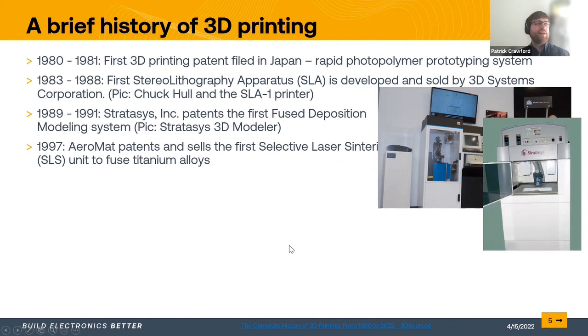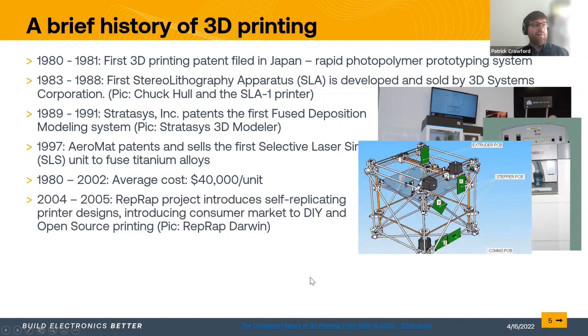And then in 1997, Aeromat patented and sold the first selective laser sintering machine to fuse only one metal, which was titanium alloys. That's it, no other metals. So up until that point, the average cost per unit, industrial, or I guess at that point there were only industrial, there were no hobby units yet, was about 40 grand, and that's not adjusted for inflation.